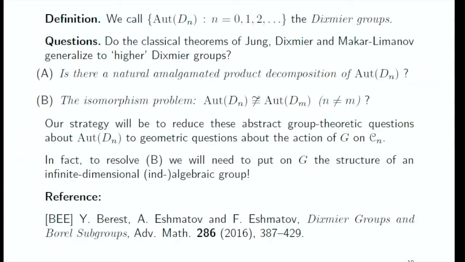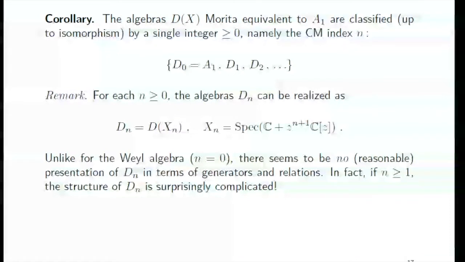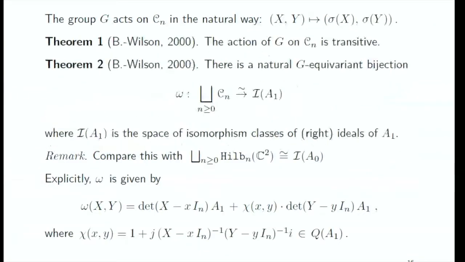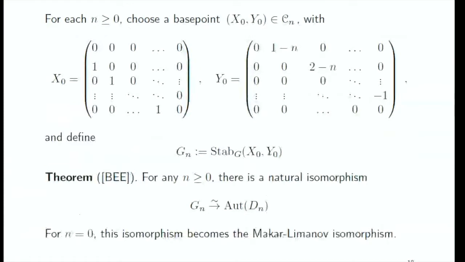So let me go again over the strategy. I look at this nice algebraic variety, and there, as I explained, there is a transitive action of this group G on C_n, and so it is natural to ask about the isotropy groups. The observation is the following: if I choose the base point appropriately, in fact it doesn't matter since the action is transitive, but this will be my specific choice, you can easily see that if I take the commutator of these two matrices plus one, it will have rank one. And look at the stabilizer of this point under the action of the group G.